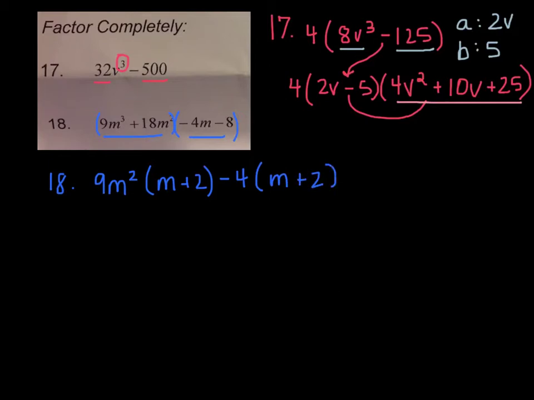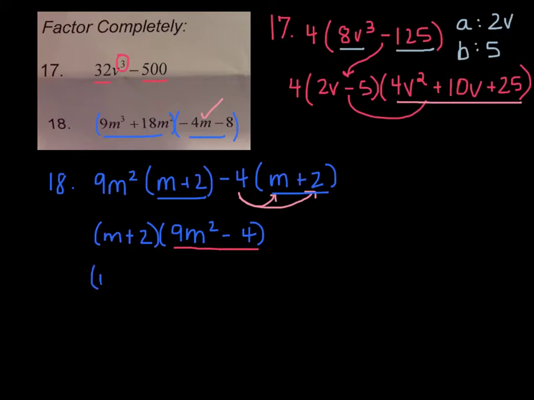Don't forget, you can always double check. This gives me negative 4m minus 8, which is exactly what I need right here. So my insides match, so that would be my first factor. And what's left is 9m squared minus 4. I notice that this is the difference of squares, so I have m plus 2, and the difference of squares is always factored like this. 9m squared is 3m times 3m. 4 is 2 times 2, and remember they must be conjugates of each other to get rid of the middle term.